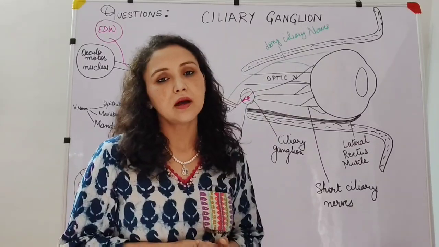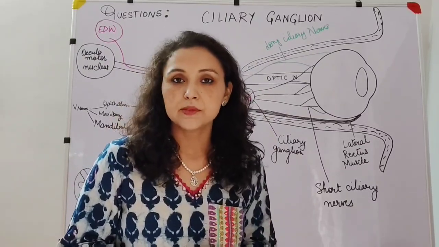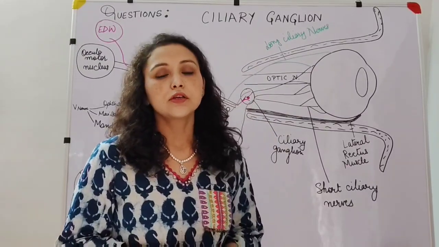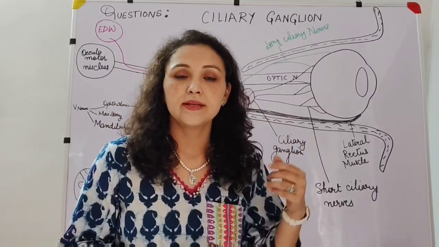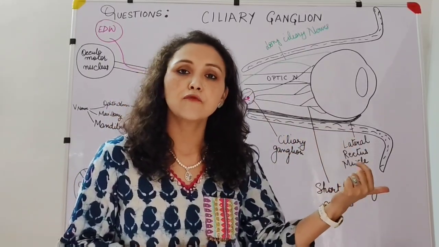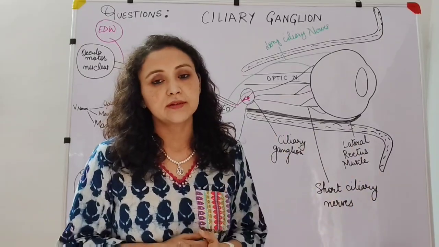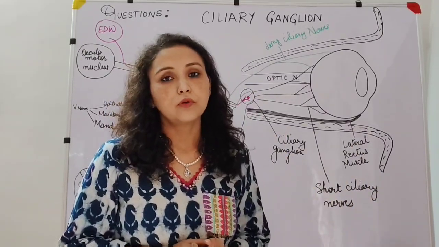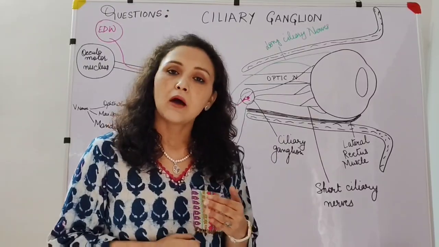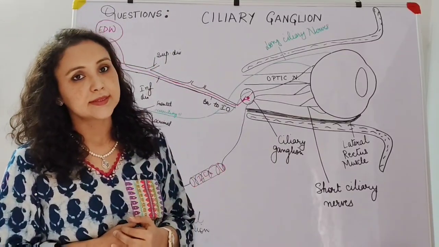Now, the question can come as a patient comes with loss of accommodation. Loss of accommodation means that he is not able to adjust his vision when he is shifting it from a far-off object to a closer object. On examination, the pupils were found to be dilated. Now, answer the following questions.